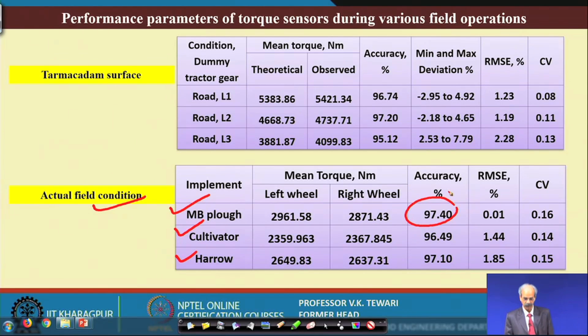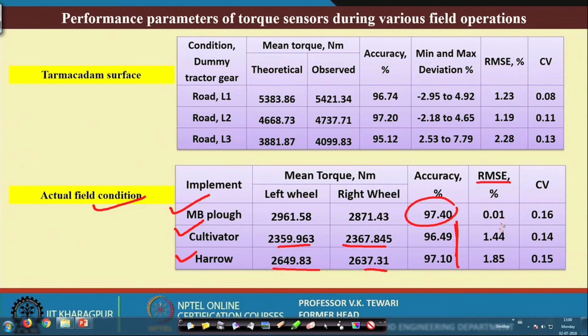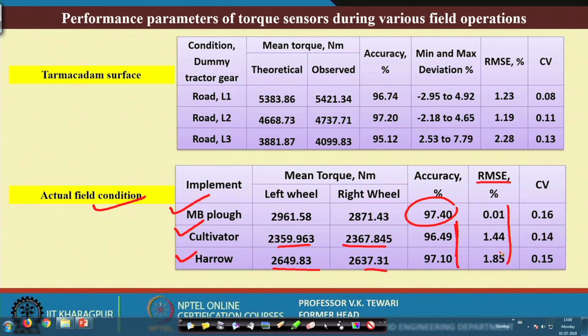You can see that we are in a position to measure this with the cultivator, with the harrow. You can see this very high level of accuracy, and also by the RMSE values. You can see the small values of RMSE which indicate that the developed torque sensing device for the axle of the tractor is very much accurate and very handy for measurement of this torque.